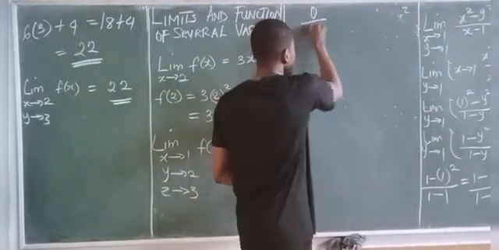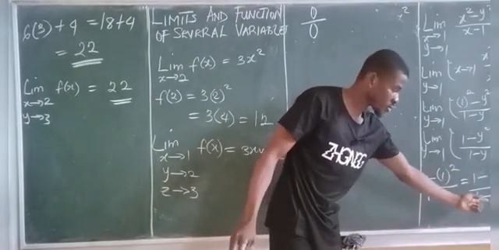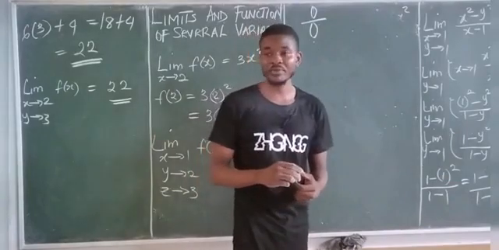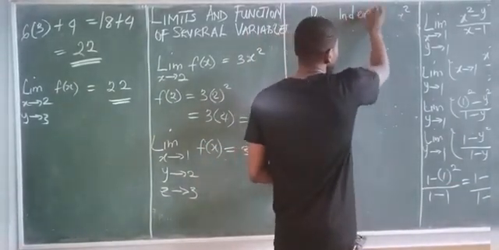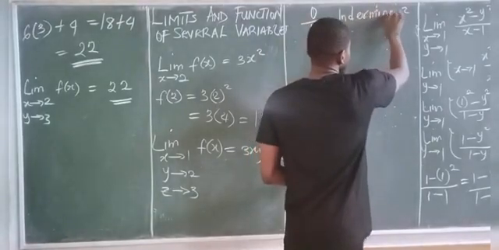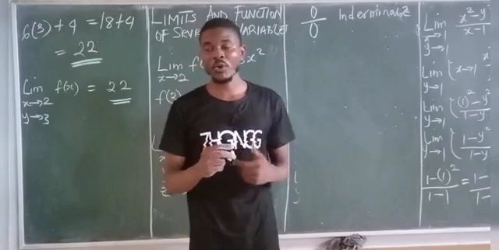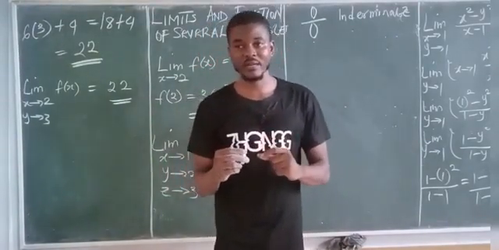0 divided by 0, because 1 minus 1 here is 0, and 1 minus 1 here is also 0. So we simply have 0 divided by 0. Such an expression is called an indeterminate expression. Whenever you have 0 divided by 0, it is called indeterminate.